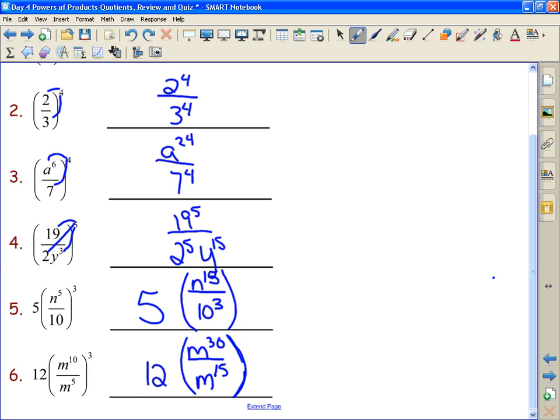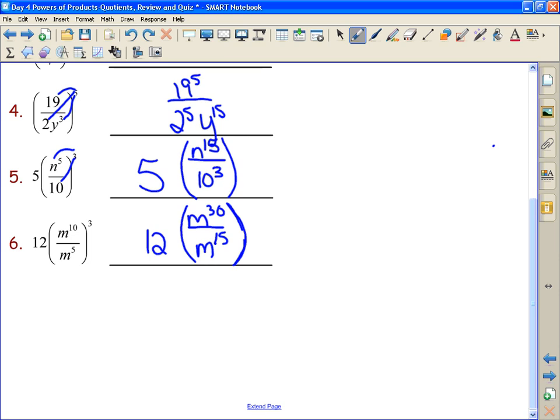Number 5, we're taking it a step further. Now we have a number on the outside. Big deal. Do what you know, okay? We know that that 3 has to go to everything on the top and everything on the bottom. So we get n to the 5 times 3, which is n to the 15th, over 10 to the 3. And then that 5, he can just hang out on the outside. He's fine where he is.